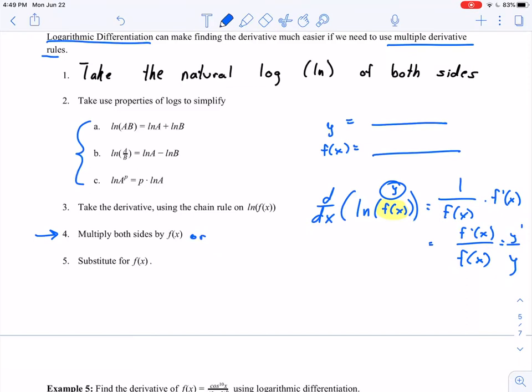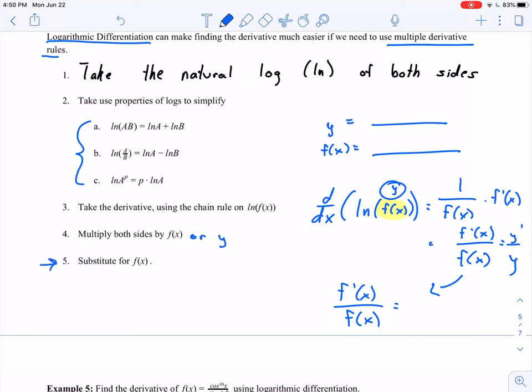And essentially, the reason we're doing this is if you look at what we have here, we're going to have f prime of x divided by f of x on one side of my equation equals a bunch of other stuff over here. I really want to get f prime of x by itself. I'm trying to find the derivative, so I'm just going to multiply both sides of my equation by f of x to get rid of that denominator, and then that would leave me with f prime of x, which is exactly what I want. And then here, finally, my last step, I am going to substitute for f of x.